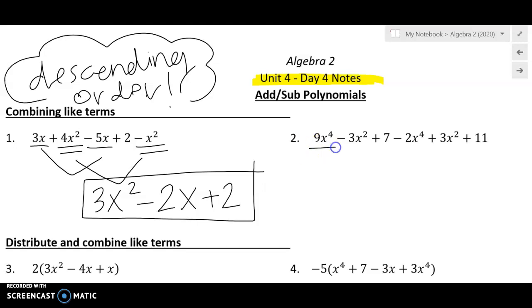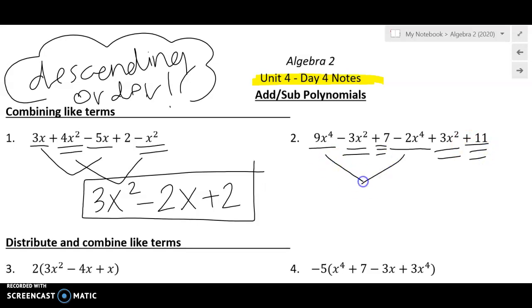9x to the 4th. Okay, I'm scanning through and I see a negative 2x to the 4th. So that'll get an underline. Those two match. Then I have negative 3x squared. I'm scanning through and I have a positive 3x squared. So I'll give those a double underline. Then I have a positive 7, get a triple, and I have a positive 11. Those can match up. Start with the largest exponent.